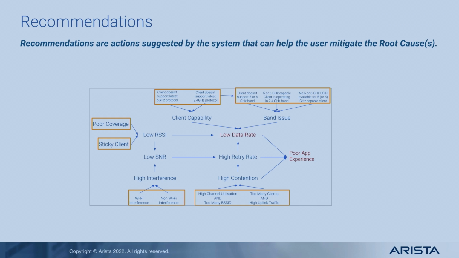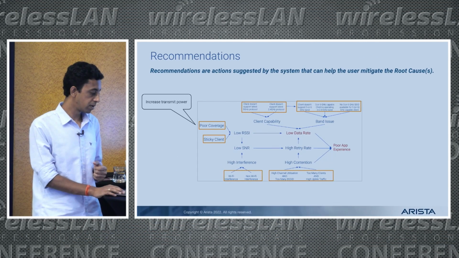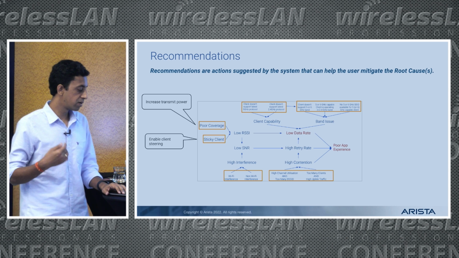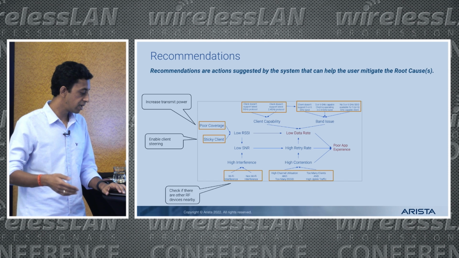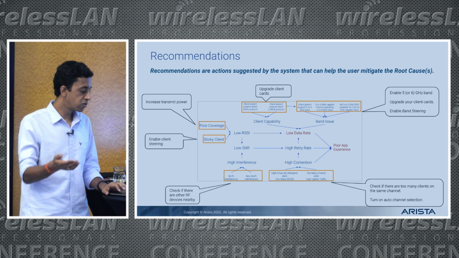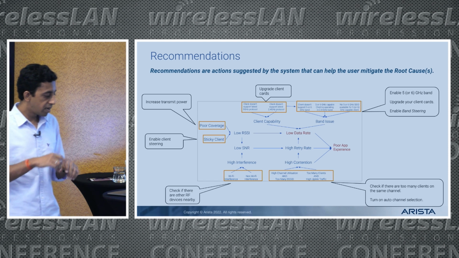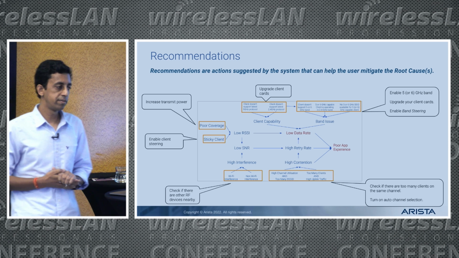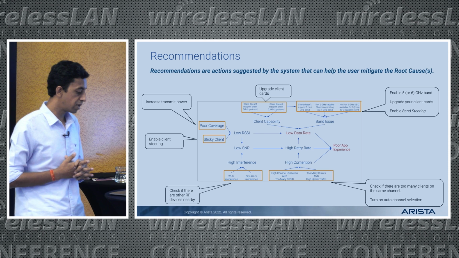And if you have the root cause, the next thing that you want is actionable recommendations, right? Once you have identified what the root causes are, you want things that can mitigate those root causes. So for example, for poor coverage, you can say increase transmit power, or you can say enable client steering, and so on, right? Depending on the root cause that shows up, there are multiple possible recommendations that you can make.